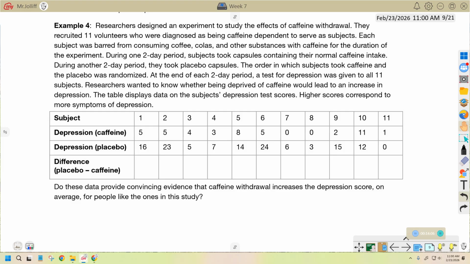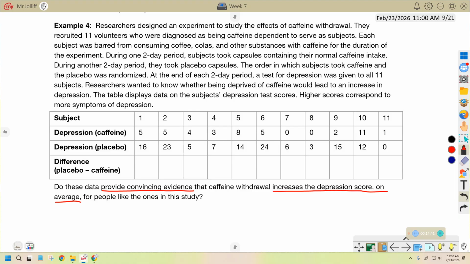Perfect. Thank you, Hilani. So we go through our list. Before we tackle the state plan do conclude, what are we being asked to do? Find convincing evidence. Very good. Do these data provide convincing evidence? Which screams hypothesis test. And it mentions caffeine withdrawal increases depression scores on average. So I'm probably doing a test for a mean.